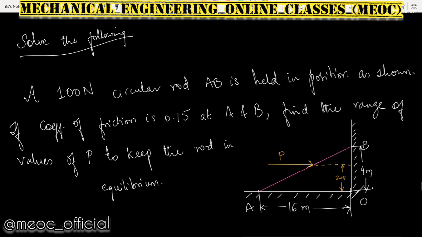In order to find P min and P max, I will give you a hint. If P is minimum, if P is not sufficient, then there is a possibility of the rod slipping downward. Means at B it comes downward and at A it goes leftward. So if P is lesser than the minimum, the rod will slip down in this particular fashion. Or if P is more than just enough for the rod to be in equilibrium, then the rod will slip upward. Depending on this, you have to find P min and P max.